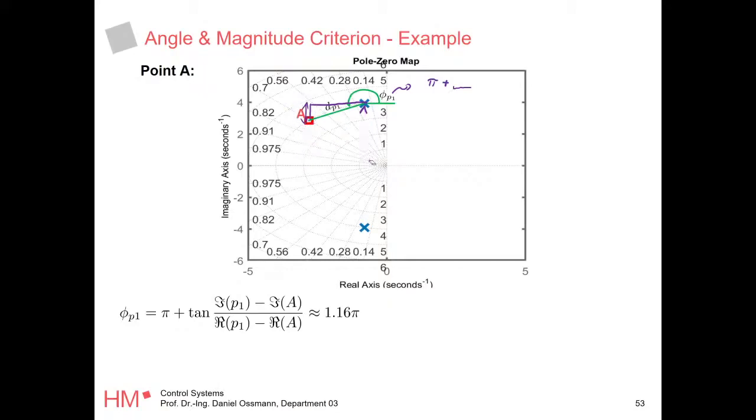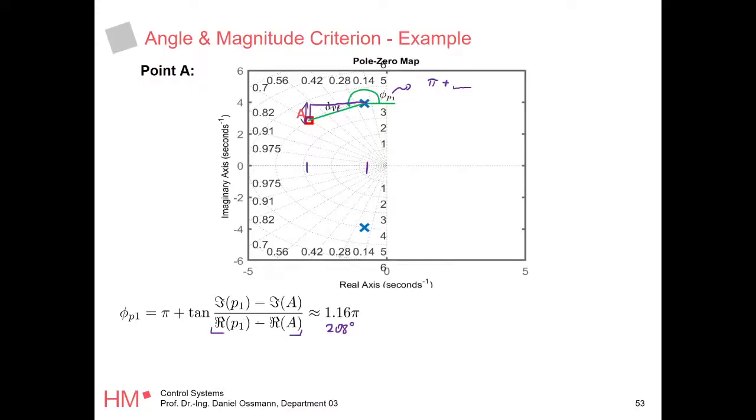This is your Gegenkathete. I don't know what this is in English, never mind. Then we need to divide by this length, which is basically the real part of P1 minus the real part of P. And then we get that angle, which is roughly 208 degrees. So take care of the sign here, because they are both negative, you need to switch them over. The real part of P1 is less negative than this one.